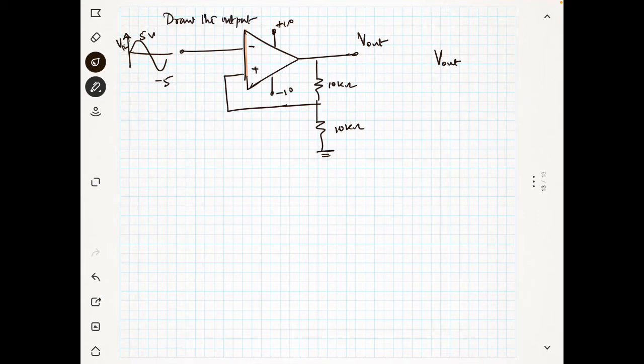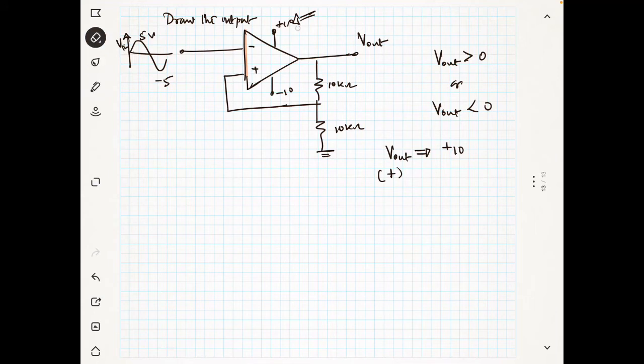Now you see your Vout can be greater than 0 or your Vout can be less than 0. So what are the outputs now? You can have two outputs. Whenever Vout is positive, it becomes positive 10, right? Because maximum is positive 10. Now Vout is negative means it can be minus 10. So you have only two possibilities. Vout can be either plus 10 or minus 10. Okay.